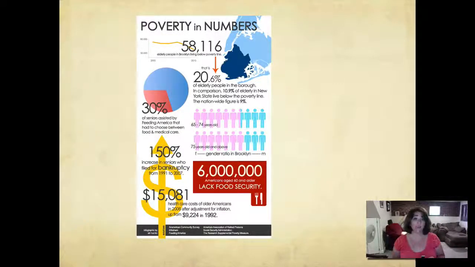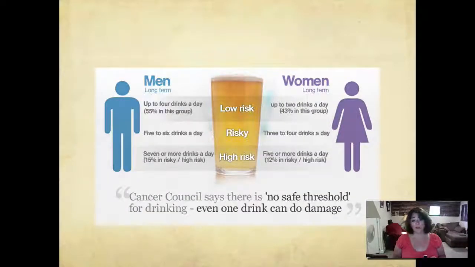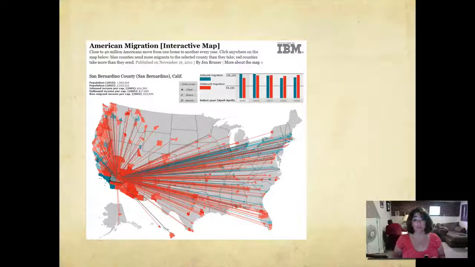There's certain data that's being presented. Now, I don't know how well this graphic works. It's really busy. It's trying to convey a lot of information, and I think it might be giving us more in a format that actually provides us with less. But what about this one? Pretty simplistic, looking at men and women in terms of their low risk and high risk related to drinking. This is a pretty simple graphic that conveys a lot of information. Here's a map that looks at migration related to San Bernardino County, California, outbound migration versus inbound migration.